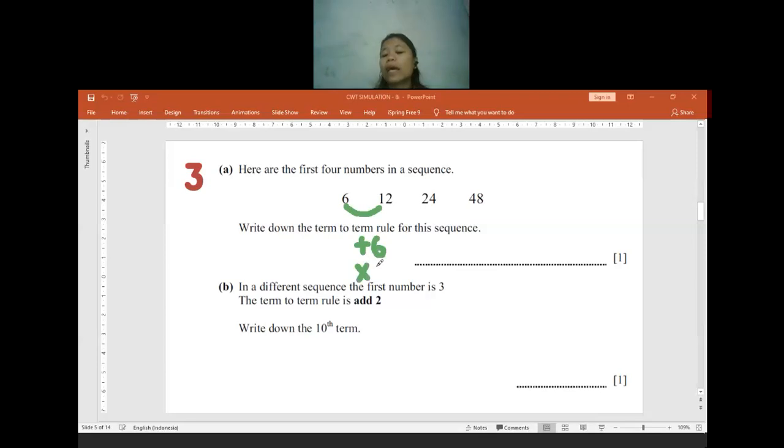But before you write the answer, you have to double check for the next term. If I do from 12 into 24, does it work if I write it as plus 6? It doesn't work, right? That's why we cross out plus 6. Times 2, yes. So the one that works is times 2. When I try 12 times 2, it will be 24. 24 times 2 equals 48. So the answer will be times 2.